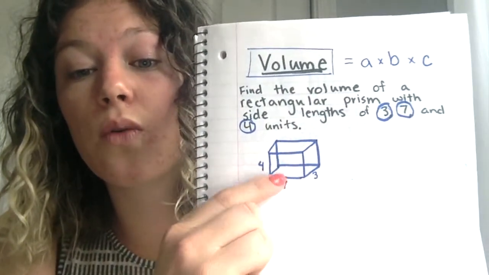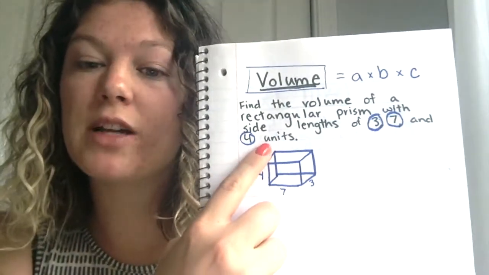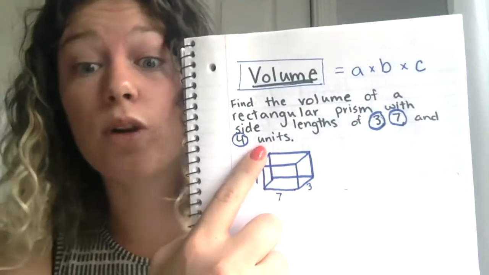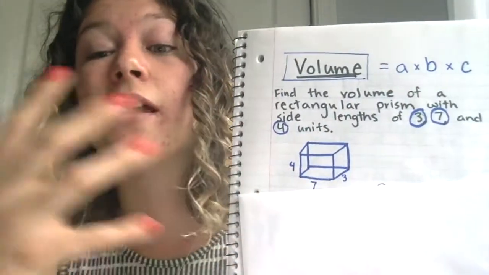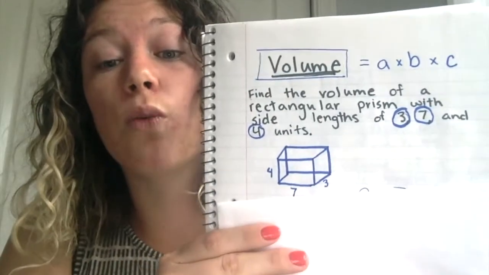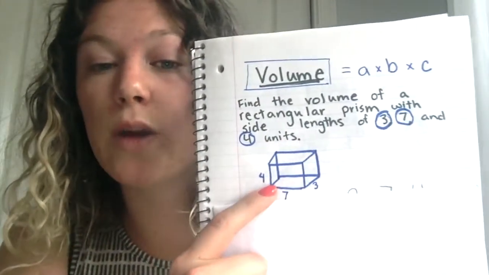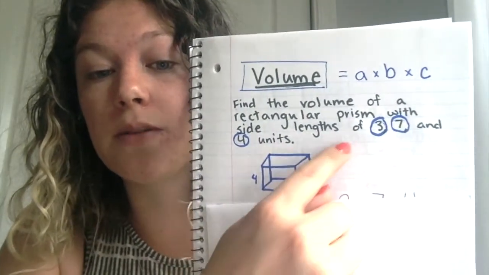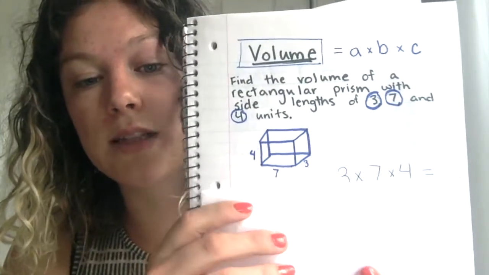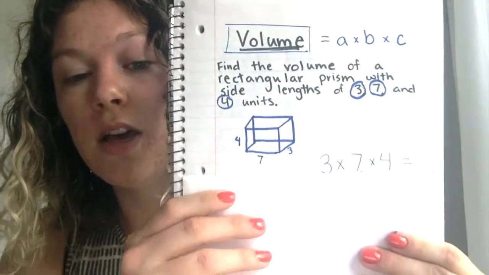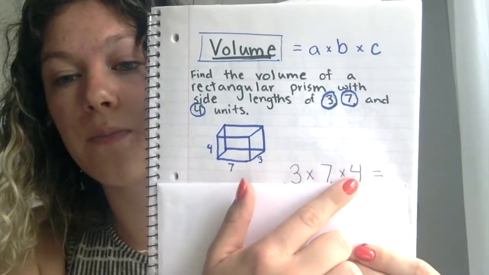So we are measuring our space in units. Sometimes you might measure it in inches or feet or yards, but we just said units, which basically means it's any measurement, okay? So we are going to measure how much space is inside of this. And in order to do that, we are going to multiply our three numbers, 3 times 7 times 4. So I wrote out this problem right here. 3 times 7 times 4.